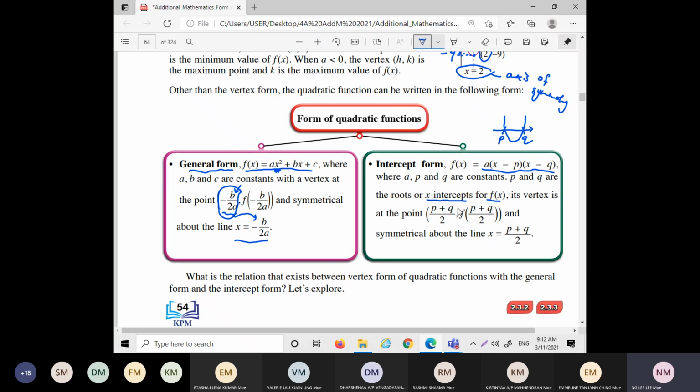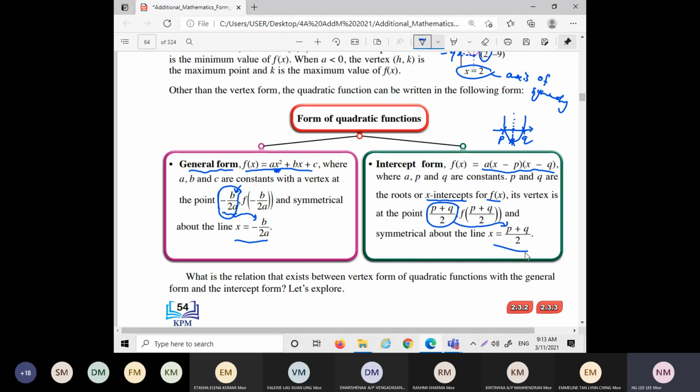Its vertex is at this point. This one is easier to remember. Why? Because you know the shape of the quadratic function is a parabola, and it's symmetric. Therefore, you want to get this point, the x coordinate here, so you just get the midpoint of P and Q. That's why it's (P plus Q) divided by 2. This one is easier to memorize than negative b over 2a. This one, same thing, the axis of symmetry, will be the x coordinate for the minimum or the maximum point.